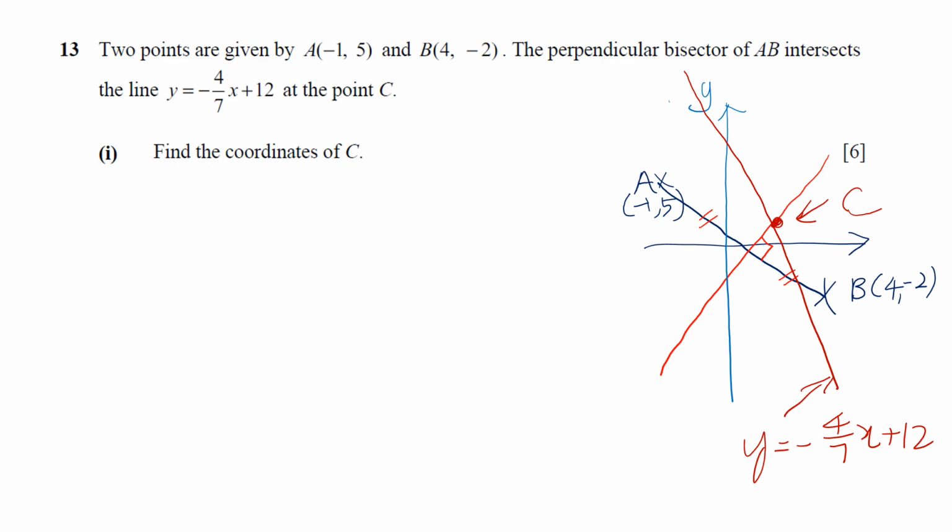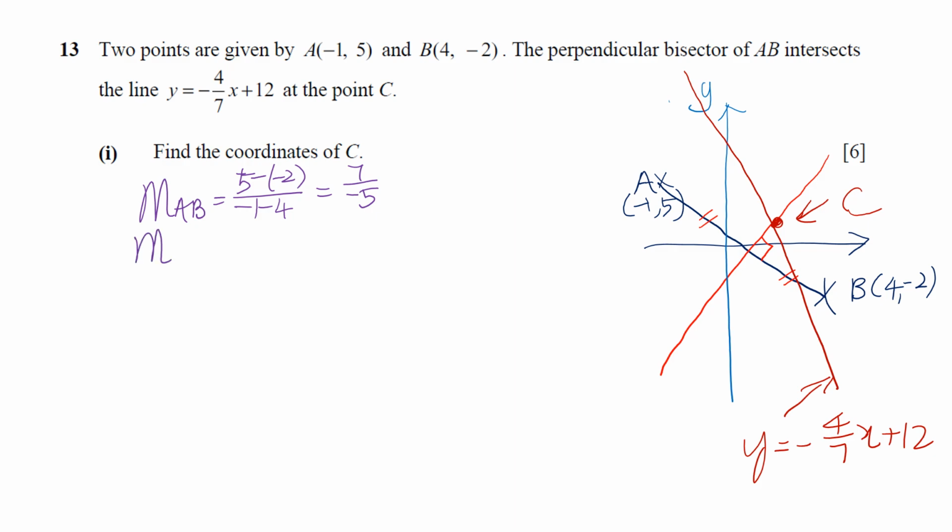Basically, you just need to find the equation of the perpendicular bisector and solve it simultaneously with the line y equals negative 4 over 7x plus 12, because point C is the intersection point of that line and the perpendicular bisector. To find the equation of a perpendicular bisector, we need to know the gradient. So let's find the gradient of AB, which is y2 minus y1 over x2 minus x1. By now, you should be very good with that. 5 minus negative 2 over negative 1 minus 4. That gives you 7 over negative 5.